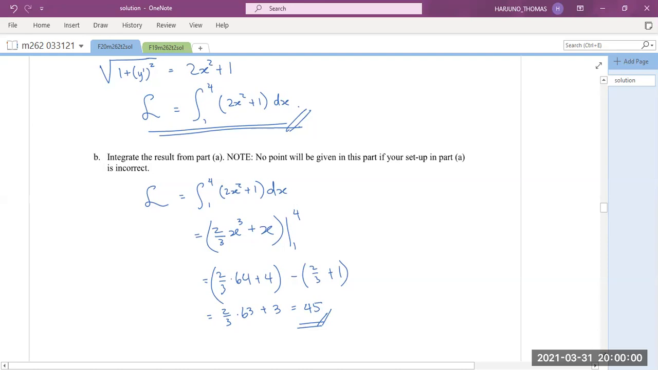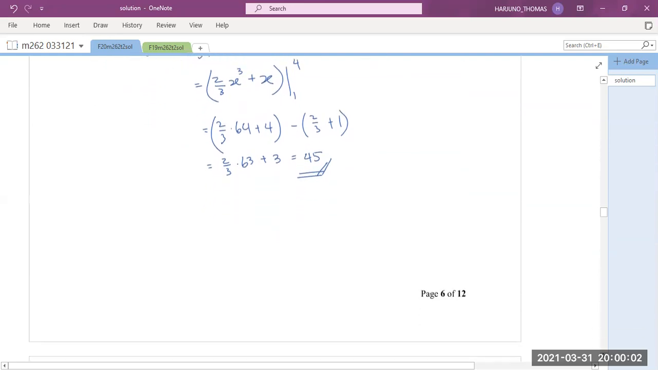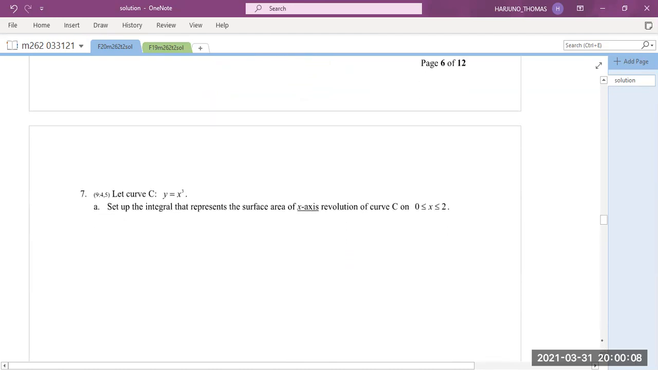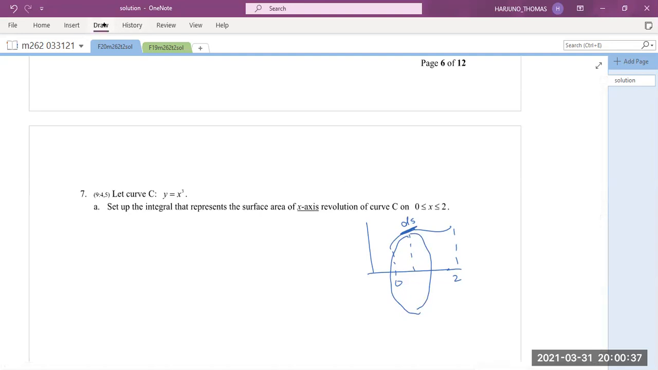That's for number 6, I believe. That's page 6, right? Number 7. This is the curve y equals x cubed. Set up the integral to represent the surface area of x-axis revolution. So let's say I have this curve here from 0 to 2, and let's say this is my ds. I revolve that around the x-axis. So my radius will be y.